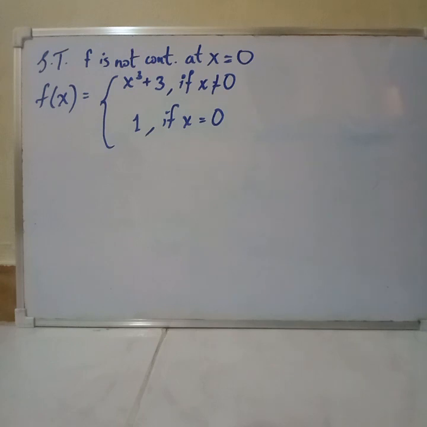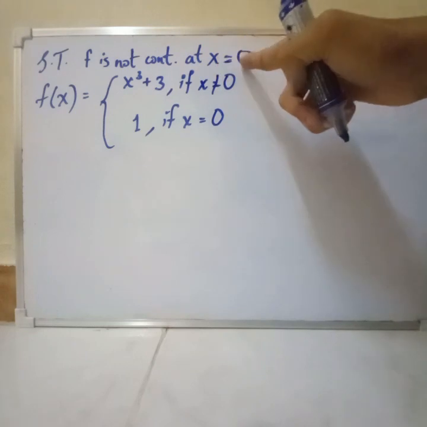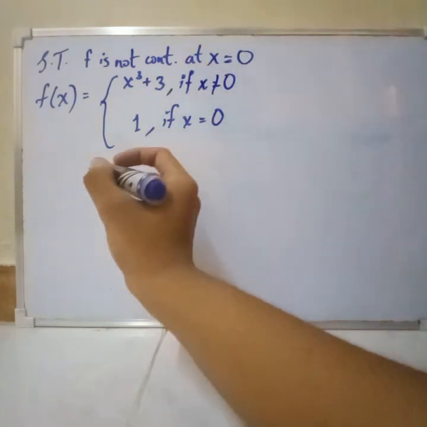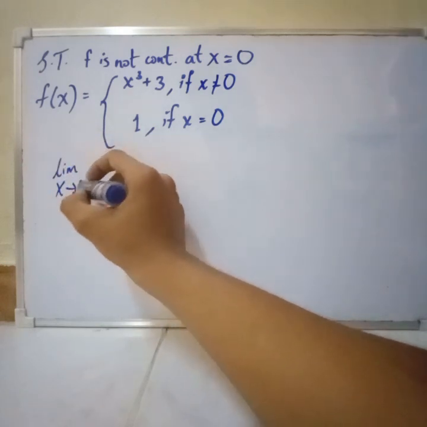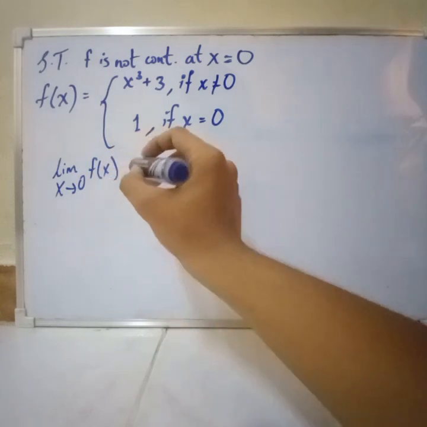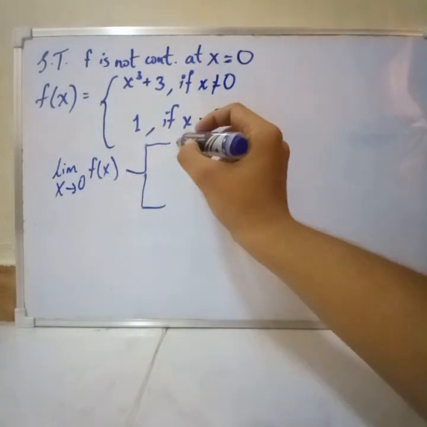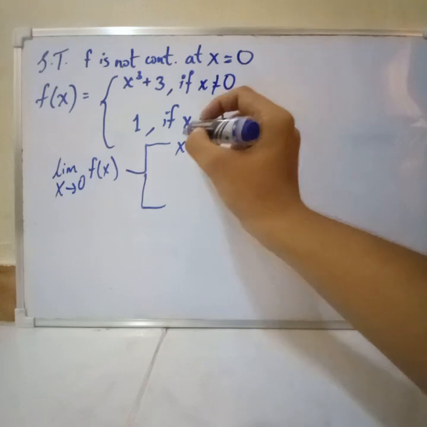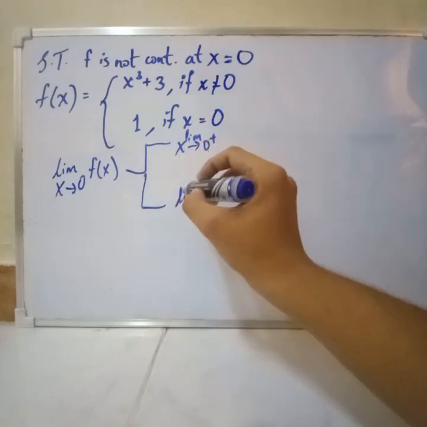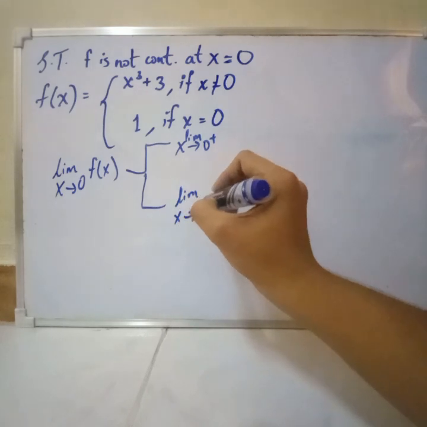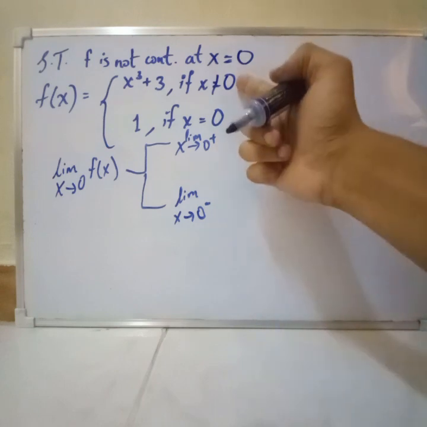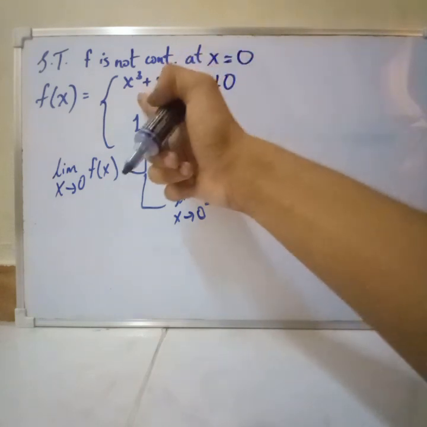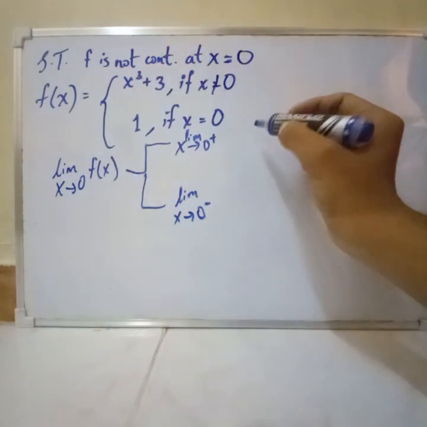Next we have one more question here, and we have to show that the given function is not continuous at the point x equal to 0. For that, first we have to find the limit x tends to 0 of f of x. So we have the limit as x tends to 0 plus, and the limit as x tends to 0 minus. Two different cases. Since x is above or below 0, it's not equal to 0, so we can use the first equation itself, x cubed plus 3.